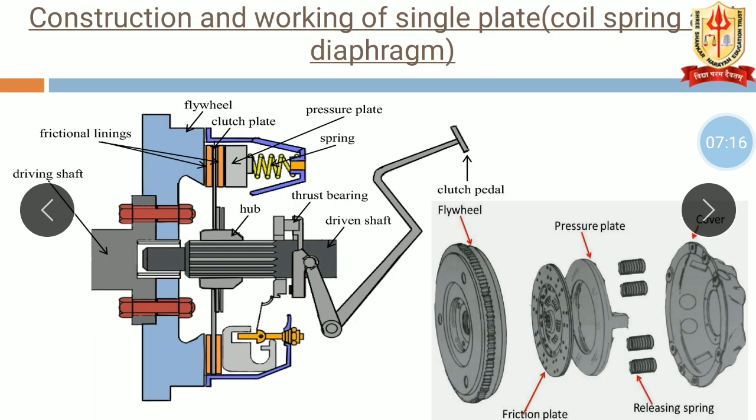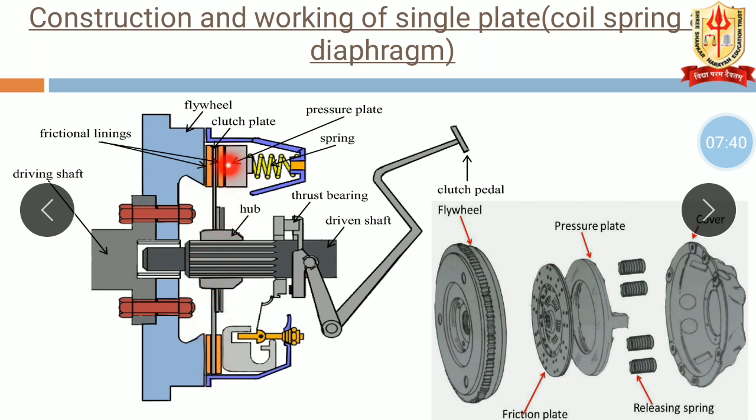Now, construction and working of single plate clutch. Before construction and working, let's see the components. What are the components of the clutch? This is the driving shaft which is going to carry the power from the engine. After that we have the flywheel. After that flywheel we have the frictional lining.